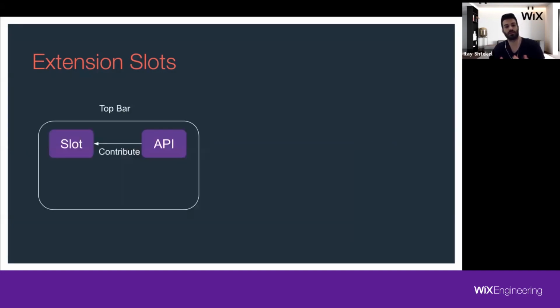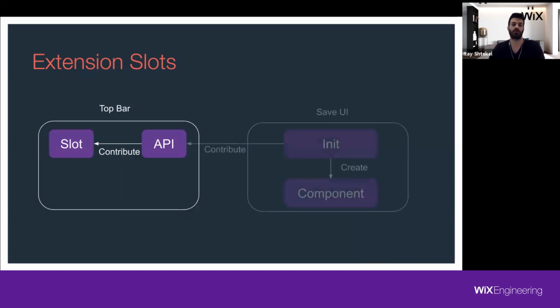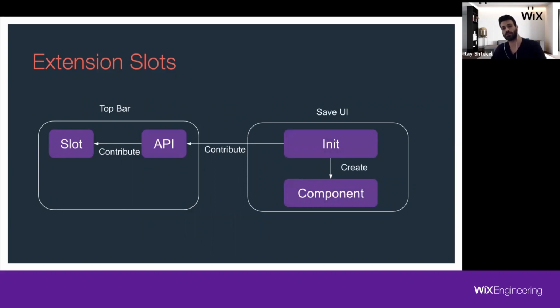So if we look at the top bar, when the top bar wants to create a contribution mechanism, it will create a slot that Repluggable provides for it. And we create an API that when it gets a contribution, it will put it in its own slot. So when save initializes, it creates its component and approaches the top bar API and contributes its contents, and the top bar will in turn put the component in its own slot.